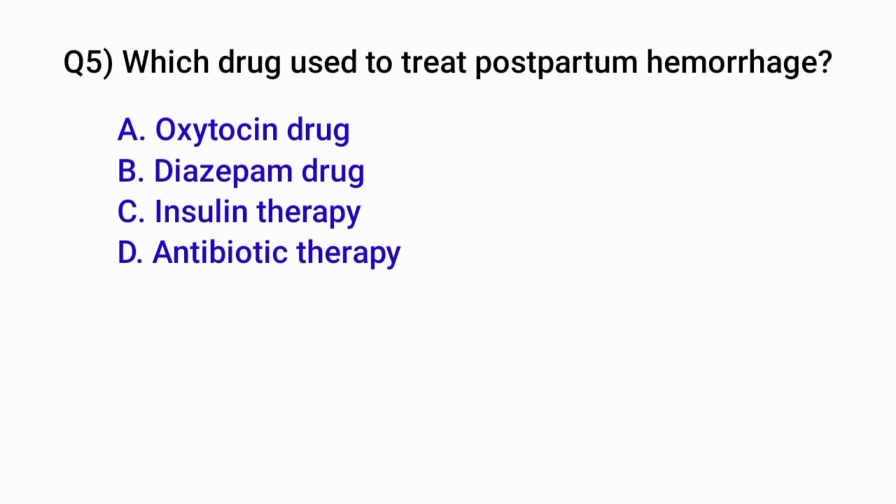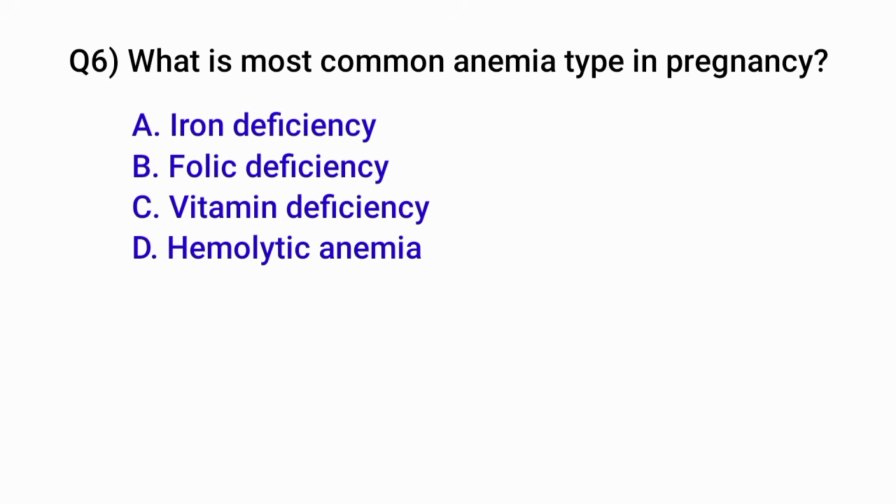Question number 5. Which drug is used to treat postpartum hemorrhage? Correct option is A, oxytocin drug. Question number 6. What is the most common anemia type in pregnancy? Correct option is A, iron deficiency.